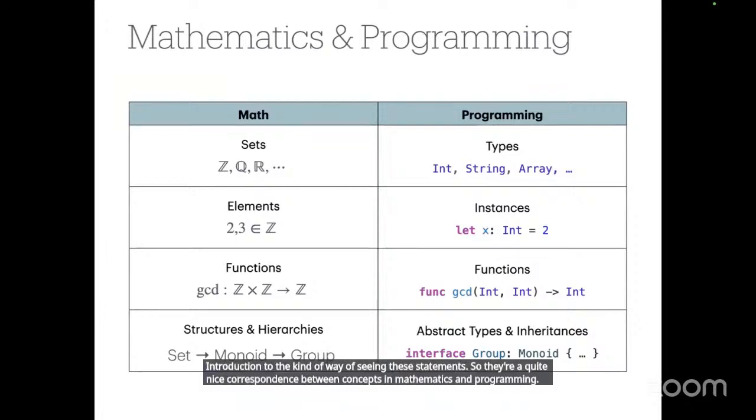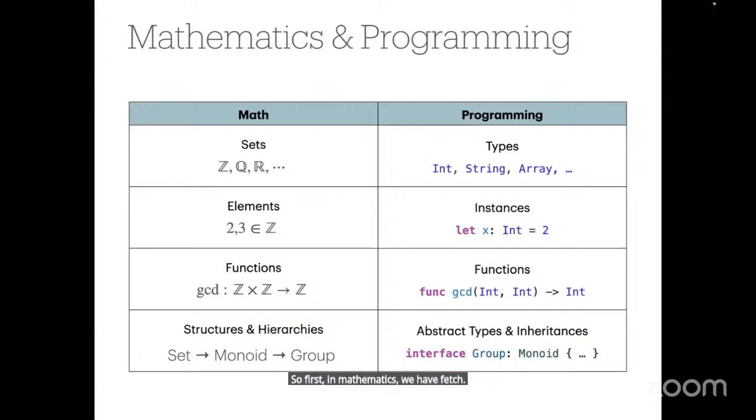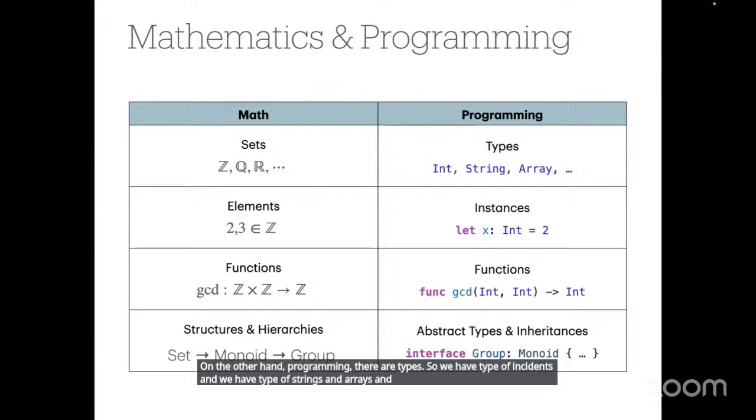First, in mathematics, we have sets. Z is the set of integers, Q is the set of rational numbers, R is the set of real numbers, and so on. And mathematics is basically based on these sets. On the other hand, in programming, there are types. We have the type of integers, and we have the type of strings and arrays, and so on. So these are kind of similar.